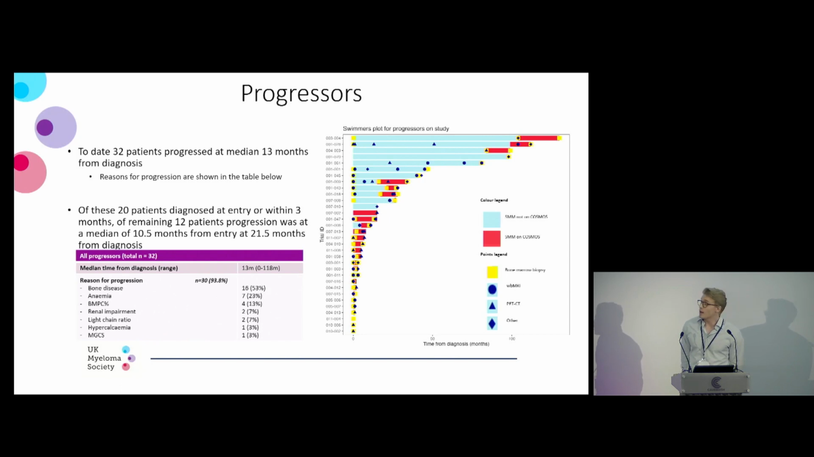Of the 32, 20 had progressed at entry or within 3 months, so 12 people progressed whilst on study. They were at a median of 10.5 months from study entry and 21.5 months from diagnosis. The reasons for progression in that group were very similar to the total cohort.